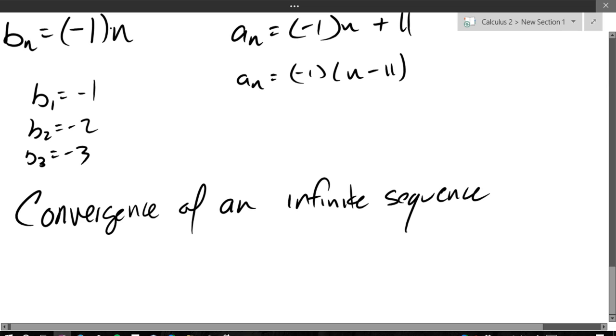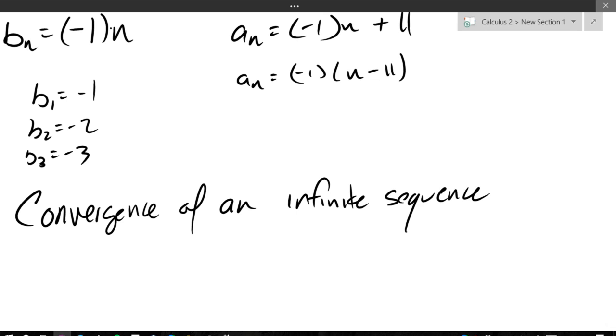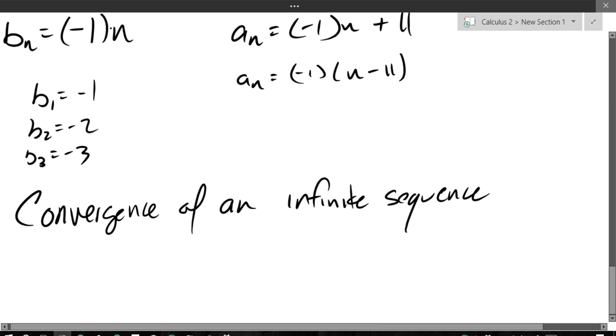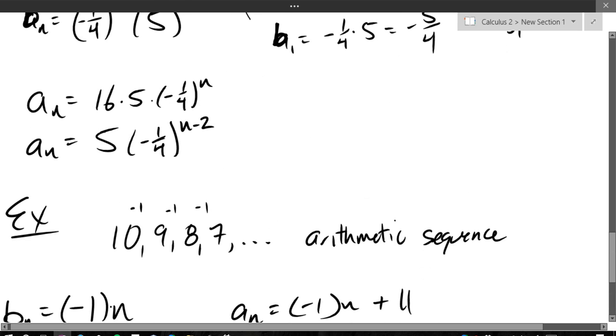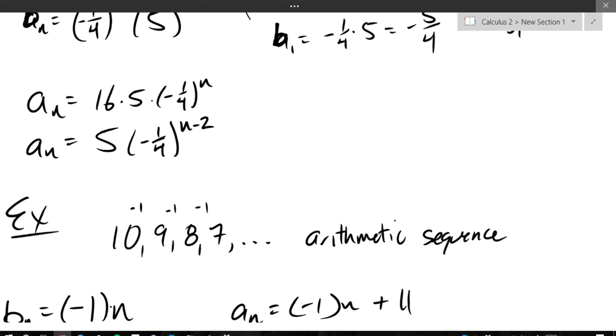So convergence is a property only of infinite sequences. The finite sequences stop at some point, so they never actually converge. They just stop. So converging is if you keep going in your sequence, does it get closer to a single number? So let's look at the sequences we've written down so far. So 10, 9, 8, 7, et cetera. Does that get close to any single number if you keep going? Nope. It'll go past all the negative numbers, keep going. So this is not going to converge.